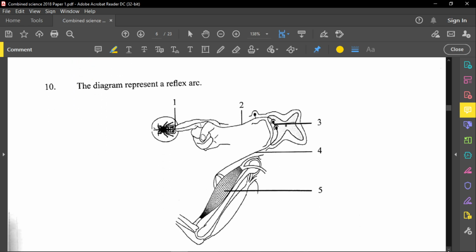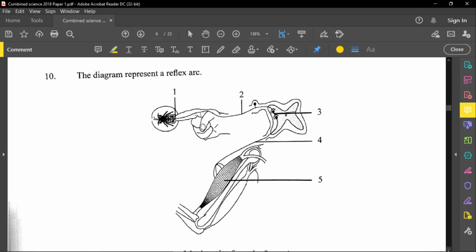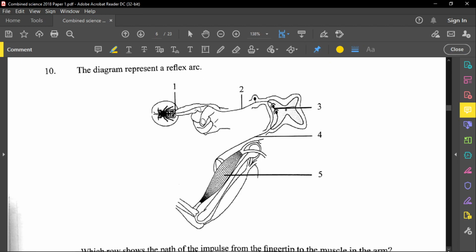Number 10 says the diagram represents a reflex arc. All right, and so we have point 1, point 2, point 3, 4, and 5. Point 1 is where the stimulus is. Then you have a sensory neuron, then a relay neuron, then the motor neuron, and then the muscles. And in the muscles, we have effector cells.